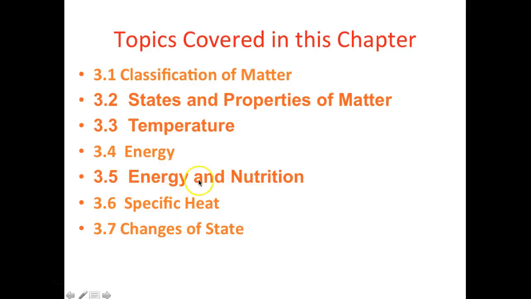especially calories, etc., the nutritional calories, and how to determine that, and then define specific heat, and then change of heat, changes of state, and the heat changes during changes of state.